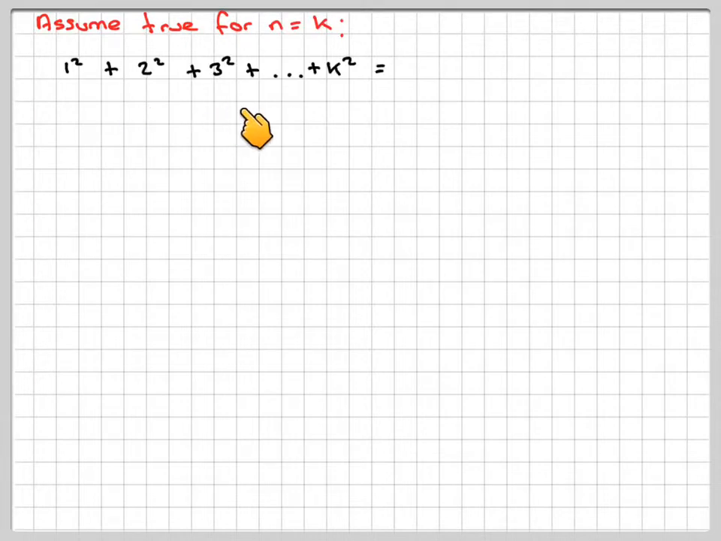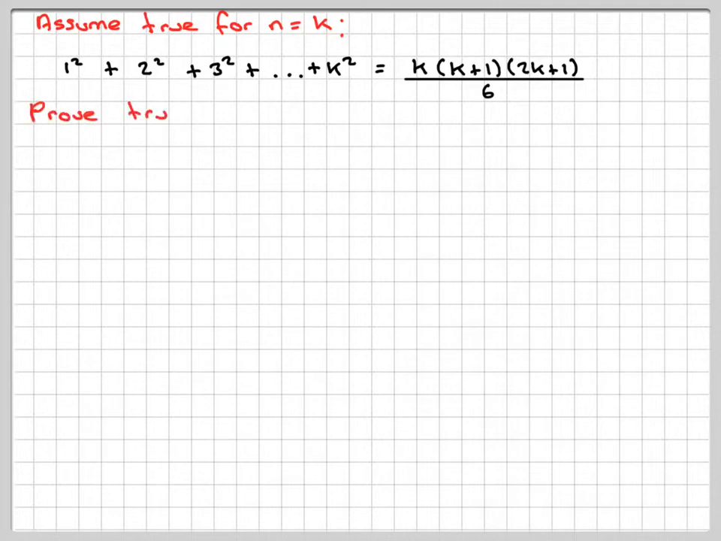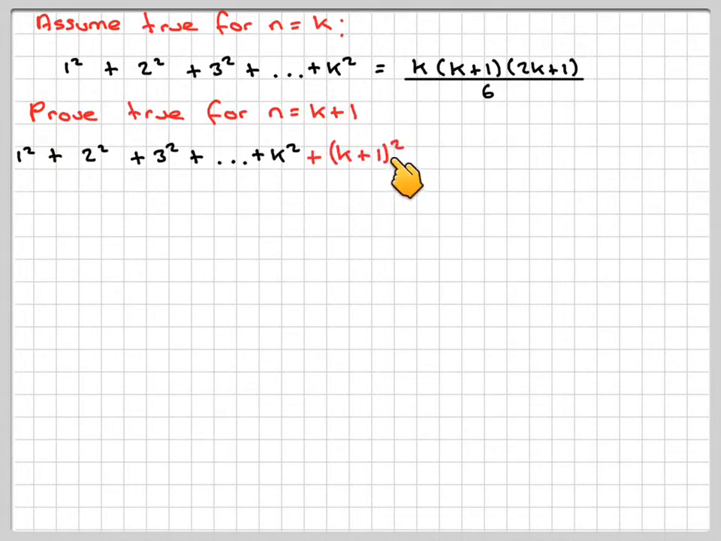Now what we do is we assume true for n is equal to k. So we've got 1 squared plus 2 squared plus 3 squared up to k squared is equal to k plus 1, 2k plus 1 over 6. And we prove true for n is equal to k plus 1 by adding the k plus 1 term to this side and to this side. So we get 1 squared plus 2 squared plus 3 squared plus k squared plus the next term squared, which is k plus 1 squared, is equal to the sum, which is the sum of the bits in black here, and then we need to add, in order to keep the balance, k plus 1 squared.